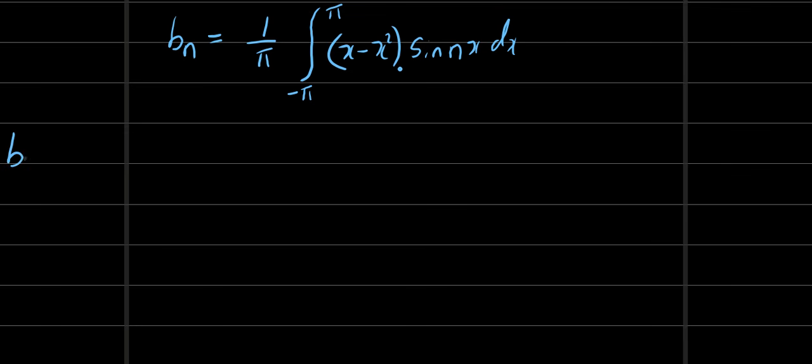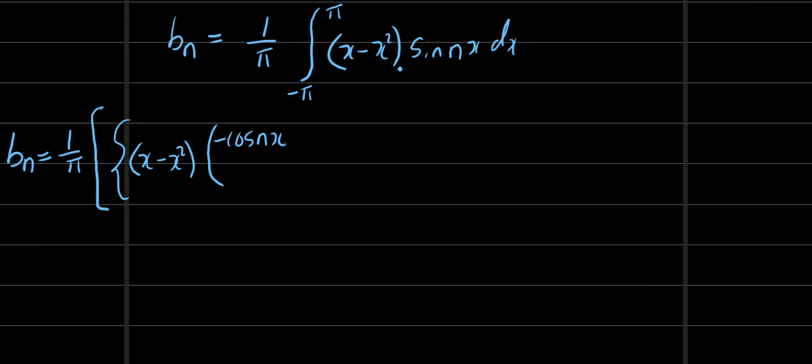So let's start just like before, 1 by pi, and I'll put a big bracket. Okay, now tell me, let's do it very fast. If you want, you can try it yourself. Okay, so it's minus cos nx by n.